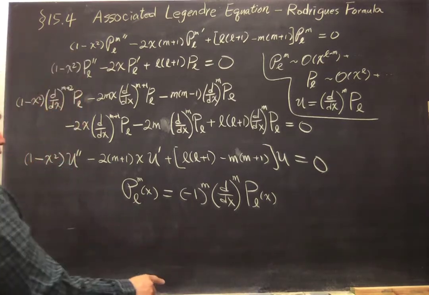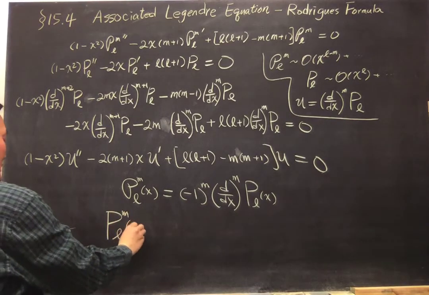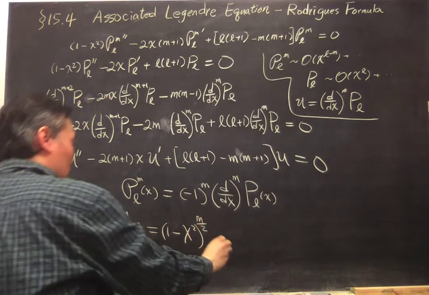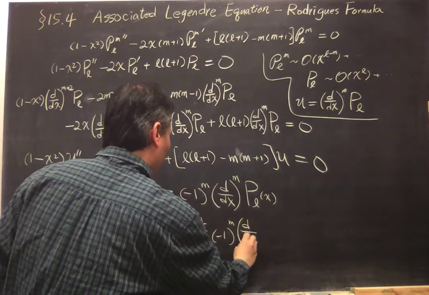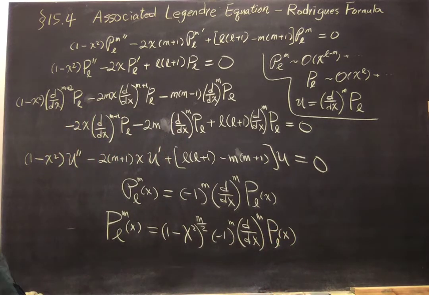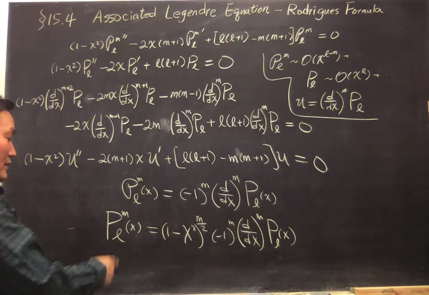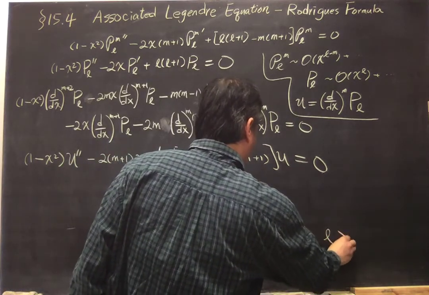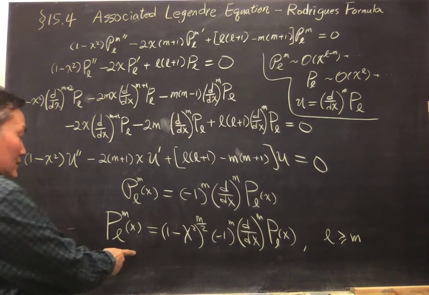By the original definition, the associated Legendre function P_l^m(x) equals (1 minus x squared) to the power m over 2 times script P_l^m. So we multiply this by d/dx to the power m of P_l(x). So now we get a method using the Legendre polynomial to get all different associated Legendre functions with l greater than or equal to m. So for all the m up to l, you can use this formula to calculate all the P_l^m.